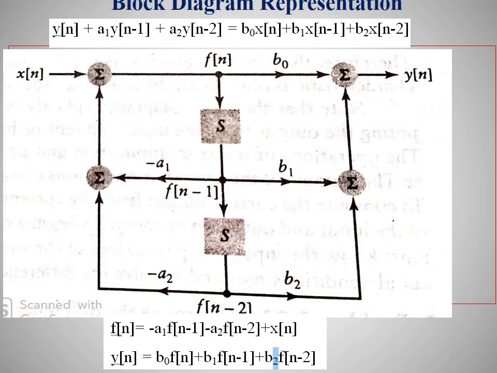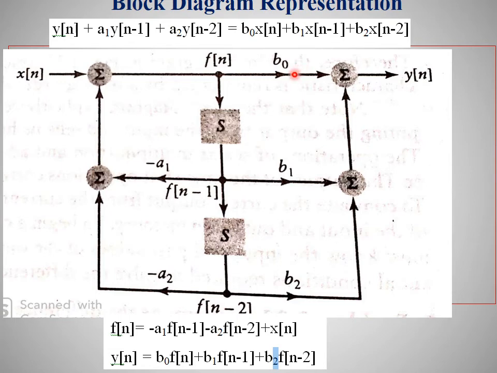So, to consider the second block diagram representation, the same difference equation is considered: y of n plus a1 y of n minus 1 plus a2 y of n minus 2 is equal to b0 x of n plus b1 x of n minus 1 plus b2 x of n minus 2. The major concept in this is that the position of the input and output is interchanged compared to the previous block diagram representation. How has this been implemented?